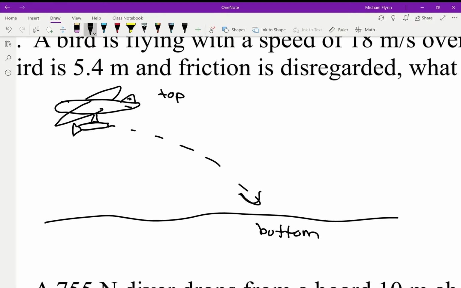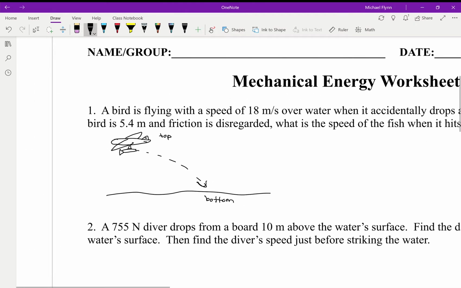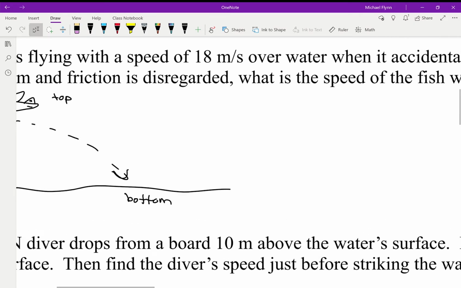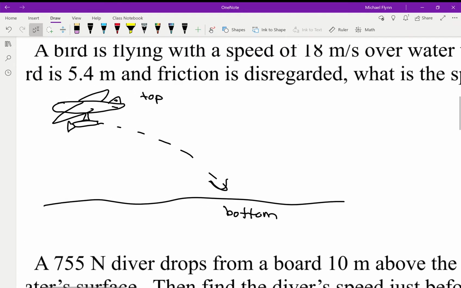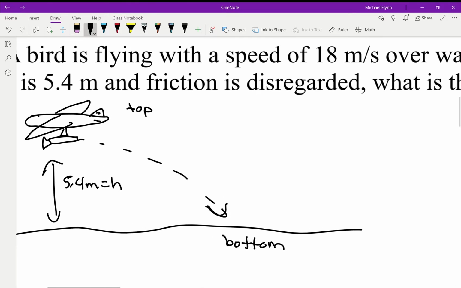Okay, and that's how you need to think of these mechanical energy systems. There's 2 spots here, at the top. Hang on, he's not quite at the bottom, is he? Oh, yeah, it is at the bottom. It hits the water. All right, that's fine. So here we know this height is 5.4 meters. Okay, that is the height. All right, so I'm going to make a little thing here.